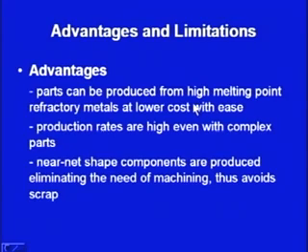Now, coming towards the last section of our discussion on powder metallurgy, the advantages and limitations of powder metallurgy. First of all we will discuss the advantages, then we will go towards the limitations. The advantages are that parts can be produced from high melting point refractory metals at low cost with ease. So, the cost is justified, the ease of the process is justified, and where metals have a very high melting point, we can break them down into powders and make the part out of those metals using the process of powder metallurgy.